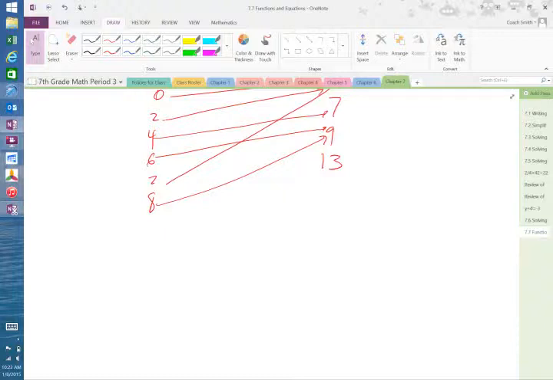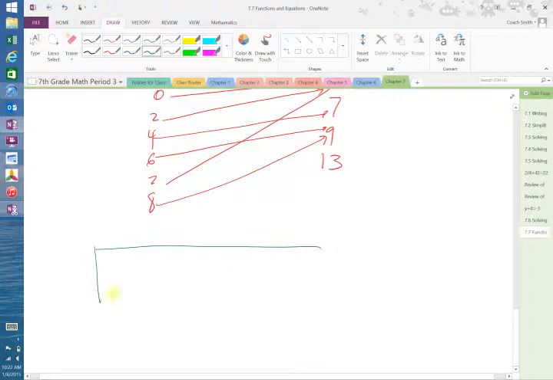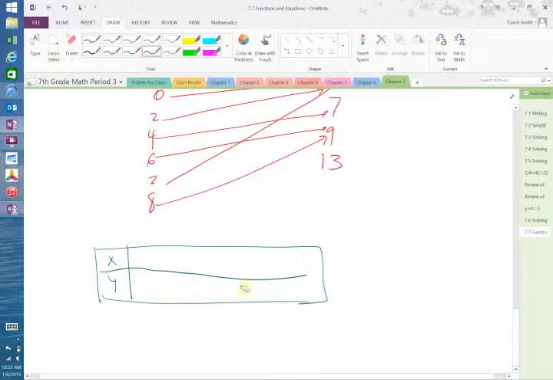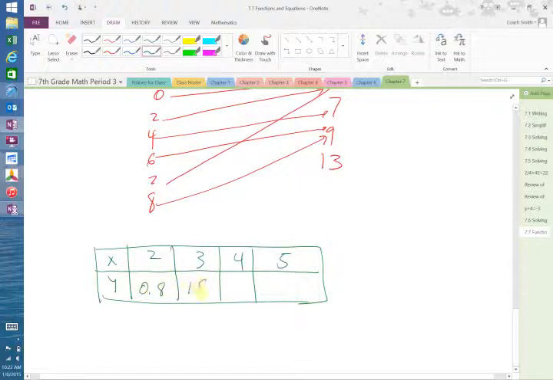Let's look at this input-output table and talk about this function rule. See if we can figure out what the rule is. All right, we have x and y. Ooh, terrible line. We have x and y, and then we have 2, 3, 4, and 5. And then we have 0.8, 1.8, 2.8, 3.8. Okay, and they want to know the function rule.